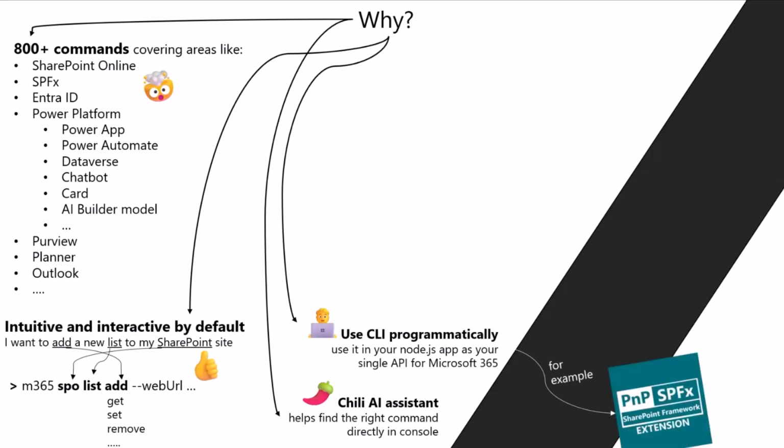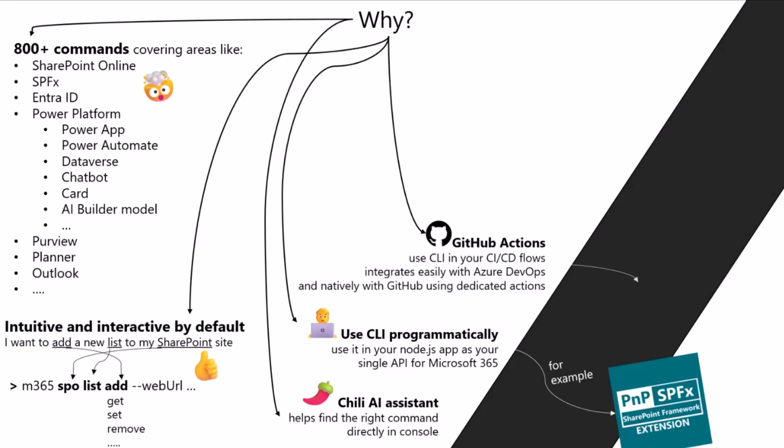CLI can be used in code in a Node.js app as your single API for your app. So this is really, I would say, a unique thing for a command line tool. And CLI integrates easily with CI/CD pipeline flow. It integrates easily with Azure DevOps or GitLab. And with GitHub, we can say it integrates natively because we expose GitHub Actions that you can just get from the GitHub marketplace and use.